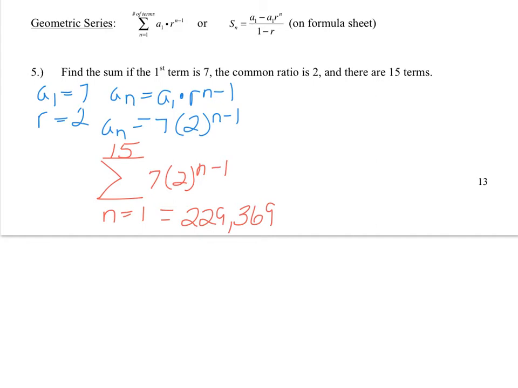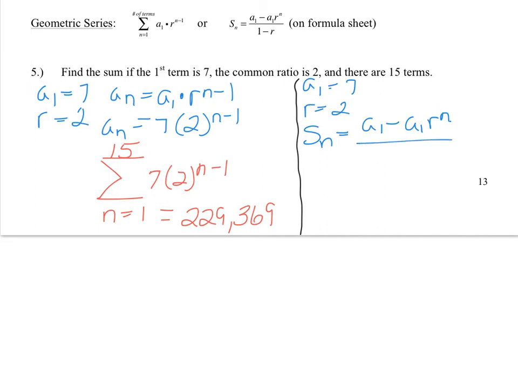Okay, so now that's done doing the summation way. Let's do it the formula way. If I take a look at the formula, I definitely need a sub 1 and my r, just like I needed to write the other one. So a sub 1 again is 7, and my common ratio, my r, is 2. All right, so we're going to fill in the formula. We have s sub n equals a sub 1 minus a sub 1 times r to the n, all over 1 minus r.